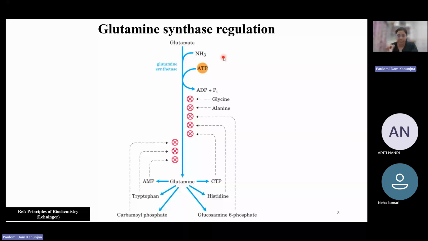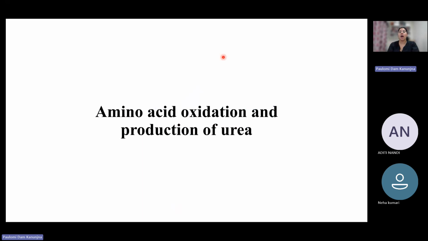Now, what is the second part? This was making. How do we break it? How do you catabolize these amino acids? What are the catabolism steps? So amino acids get oxidized, and you have concomitant production of urea, and that's your process of breaking the amino acids. And that's what we are going to do now.